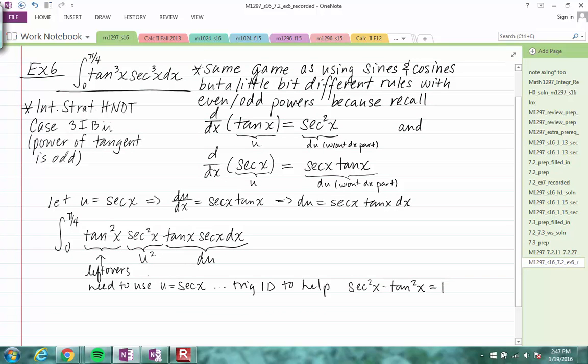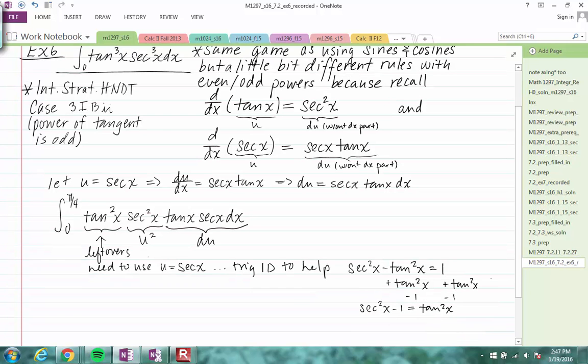We have tangent squared, and we're trying to put that in terms of secant. So we just solve for tangent squared. There are different ways to do that. I'm just going to add it to both sides here and then subtract 1 in a flash. So then I'm going to have secant squared minus 1 is equal to tangent squared. So what we're going to do is plug in secant squared minus 1 for tangent squared.